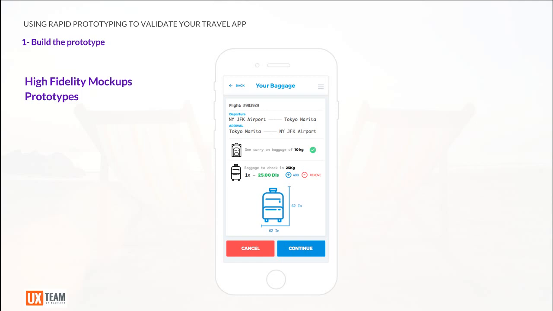And I think, Pedro, you mentioned that you have experience working with high fidelity mock prototypes rather than paper and wireframe, right? Yes, that's correct.